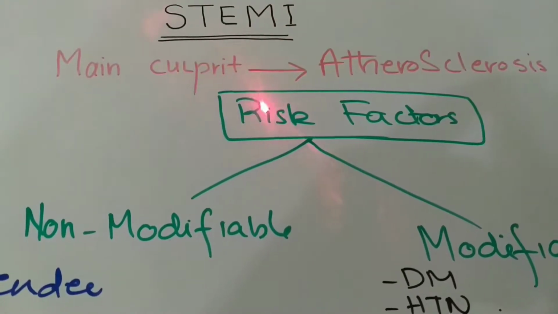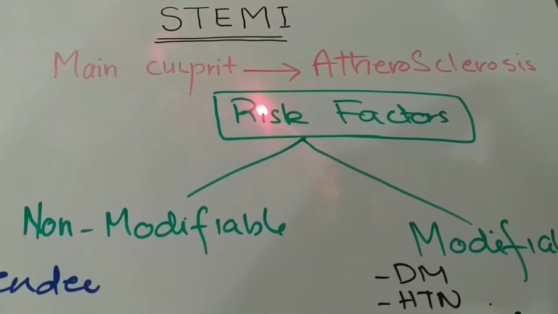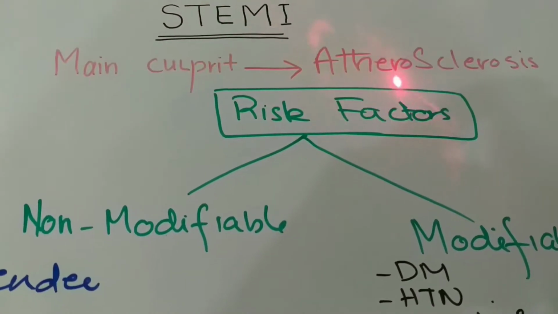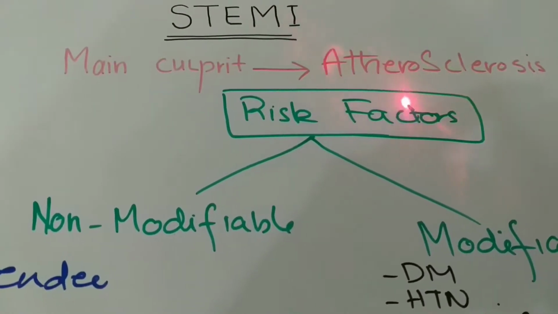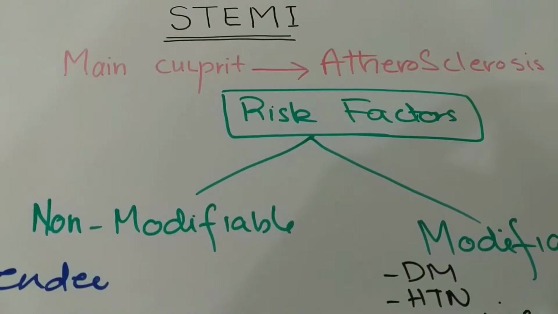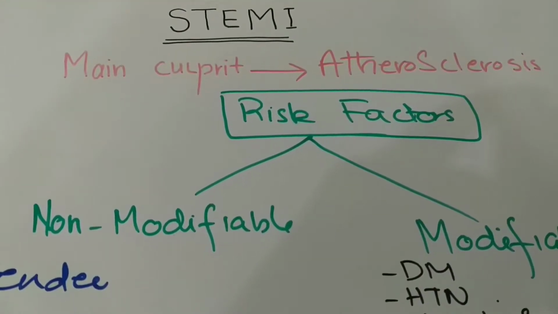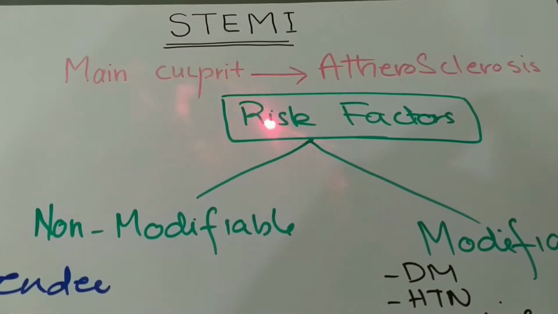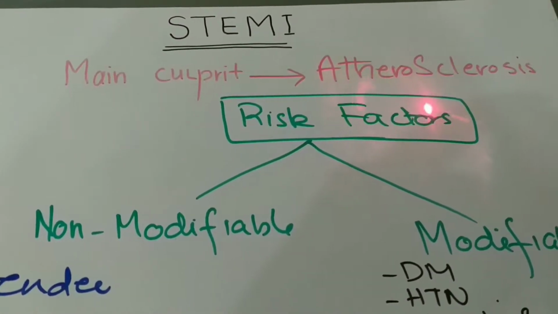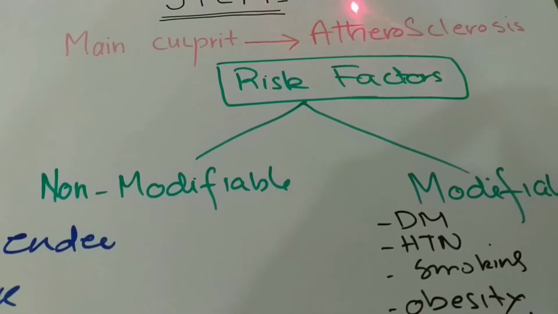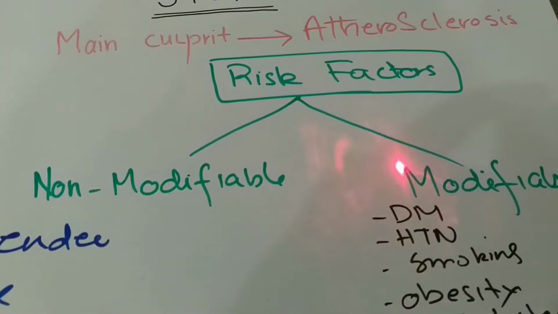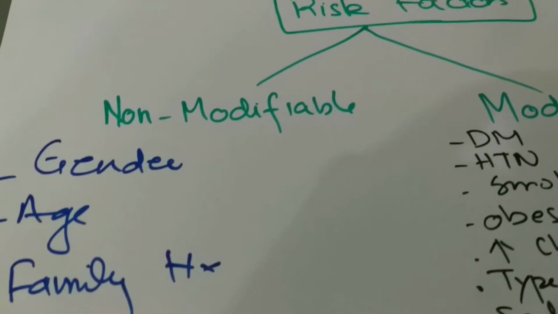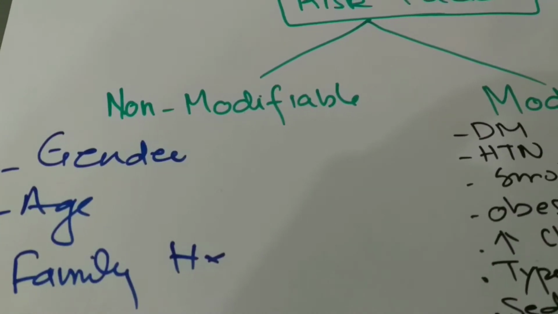In the majority of the cases of the ST elevation MI, the main culprit is atherosclerosis, that is the process of formation of a thrombus in the coronary arteries. And there are certain risk factors involved in the formation of the atheroma in the coronary arteries. There are two types of risk factors: non-modifiable and modifiable. Non-modifiable are the ones which cannot be changed no matter what.